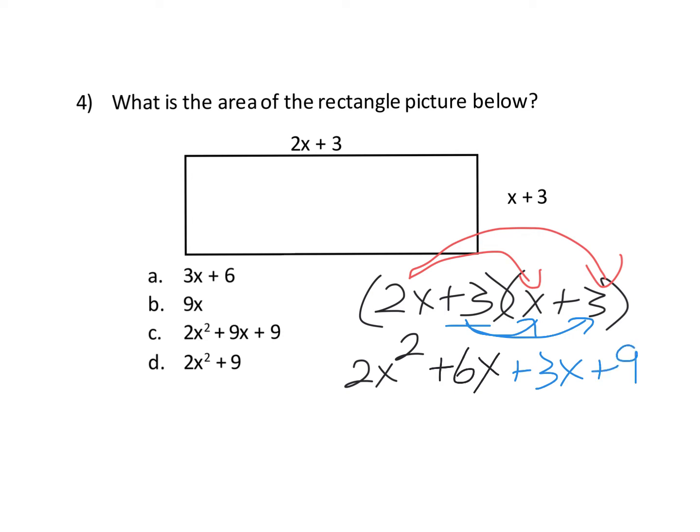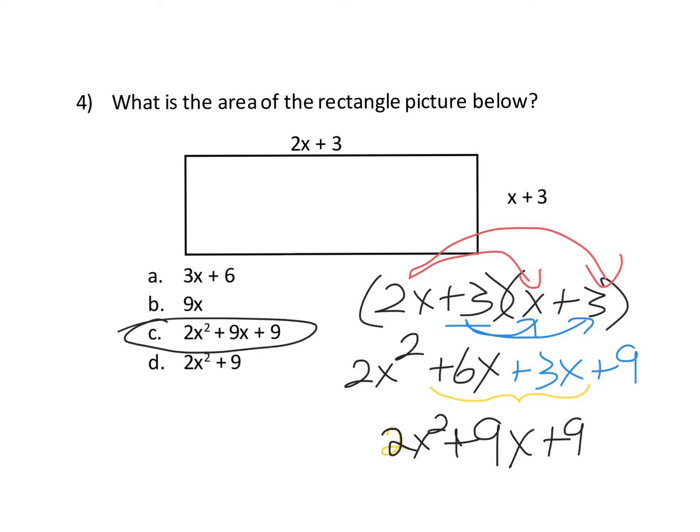Then what we end up with here is these two terms in the middle are like terms because they have the same variable and exponent. 6x to the 1 power and 3x to the 1 power. Well, 6x plus 3x is 9x. So once we write our final answer, we're going to have 2x squared, then plus the like terms, which is 9x, and then the last constant term was 9 plus 9. So 2x squared plus 9x plus 9 would actually represent the area of this rectangle.